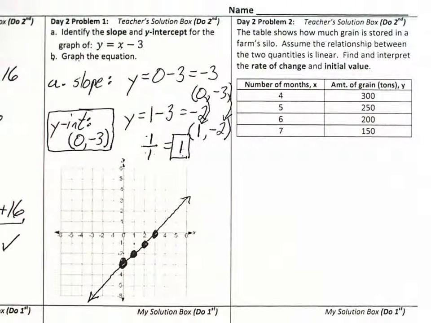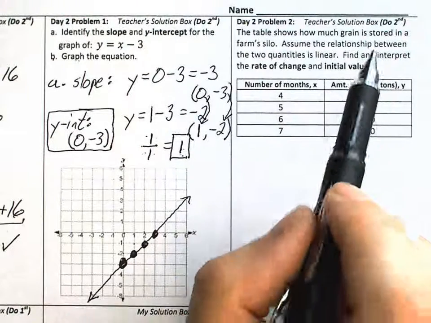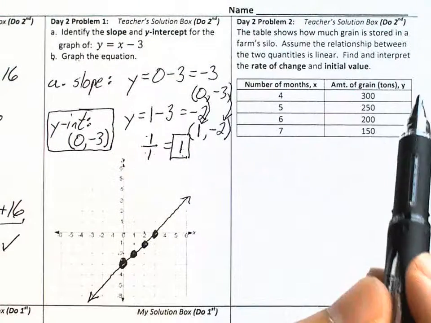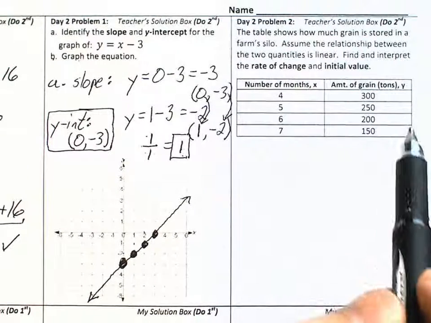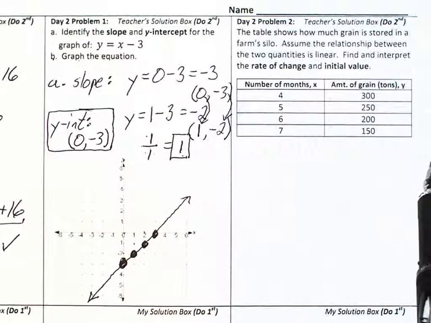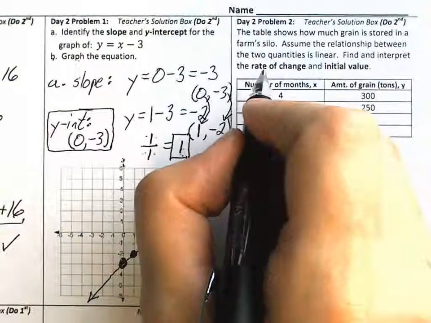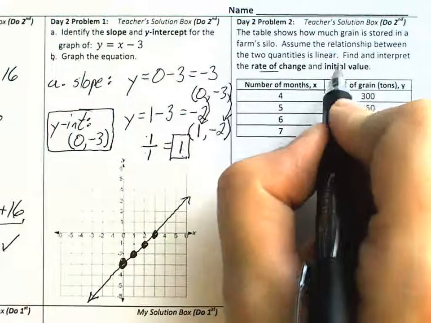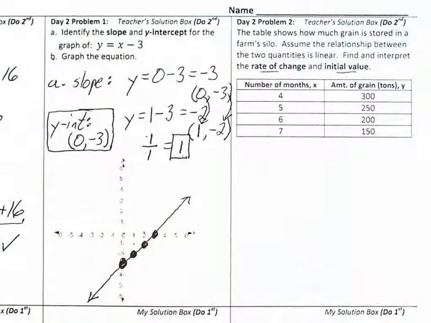Now, Day 2, Problem 2. The table shows how much grain is stored in a farm's silo. Assume the relationship between the two quantities is linear. Find and interpret the rate of change and the initial value.